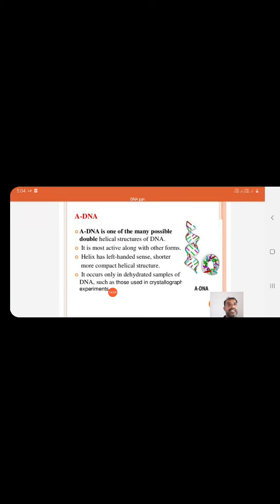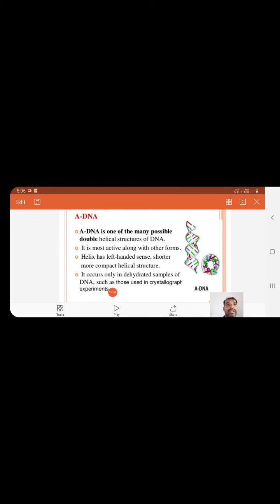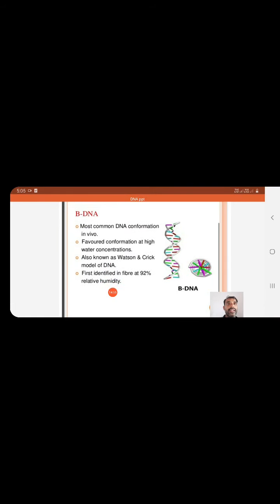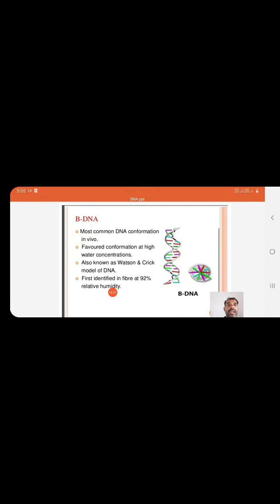The helix has a right-handed sense, with a shorter, more compact helical structure. It occurs only in dehydrated samples of DNA, such as those used in crystallography experiments, especially for A-DNA. This is the second DNA type, B-DNA, the most common DNA conformation in vivo.